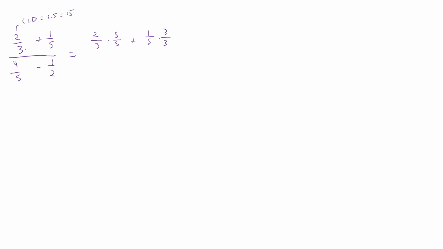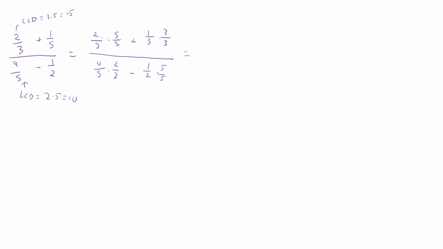So that means I have to multiply this by 5, and so 5 over 5. And this one we have to multiply by 3, so 3 over 3. Now the denominator, the LCD of the denominator is going to be 2 times 5, which is 10. So we'll have 4 over 5 times 2 over 2 minus 1 over 2 times 5 over 5.